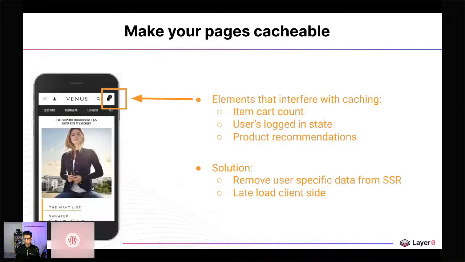And one consequence of this is you might have to do some re-architecting of your page to make sure it's cacheable. You might have things in there that are user specific, like the user's logged in state, or in this case, the item cart count, or product recommendations that are user specific. So you need to remove those from the SSR rendering of the page and then have those late load client side after the page is rendered, so that doesn't affect it. And hopefully none of those elements that you're late loading happen to be the largest contentful paint element.